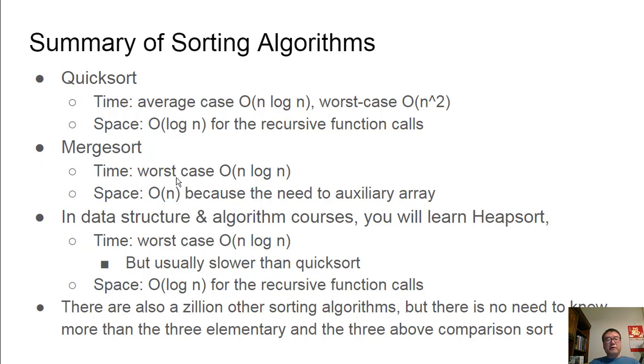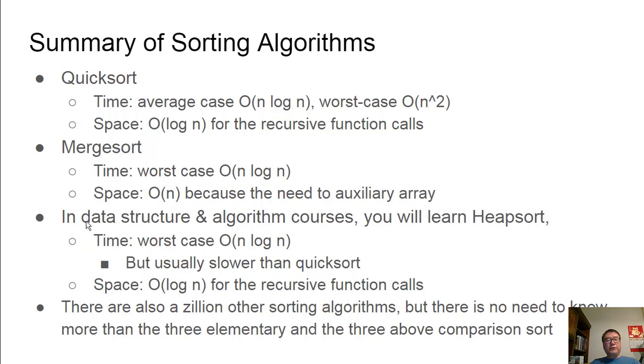Merge sort has a worst case of n log n. If we don't care about constants, that's as fast as we can get. In terms of constants, it's slightly slower than quicksort, but it's still reasonably fast. But the main weakness of merge sort is that it requires an auxiliary array, so it has linear space complexity.